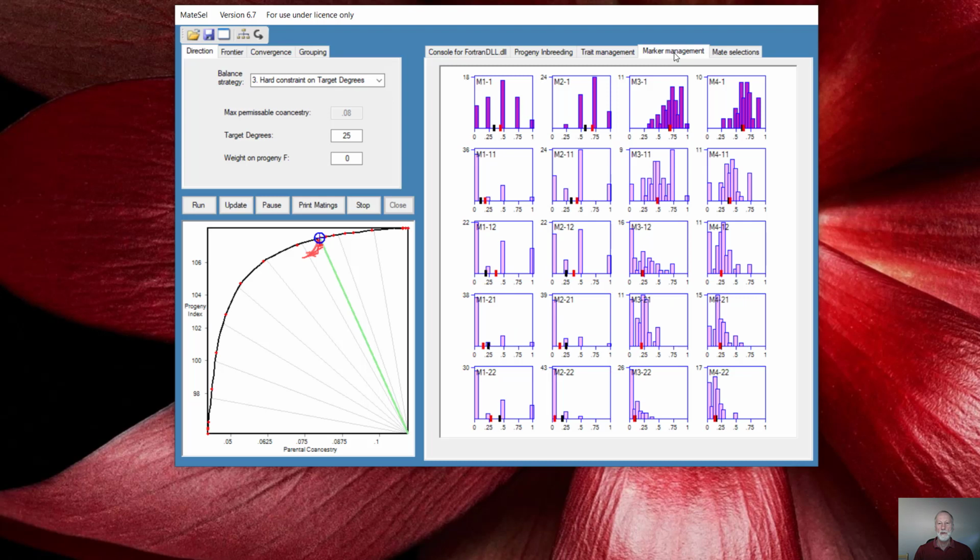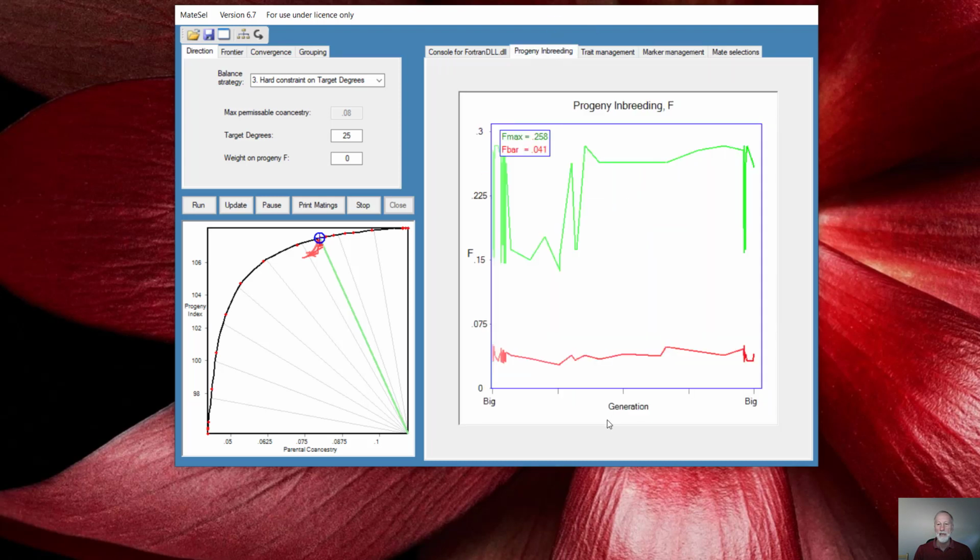Marker management, we won't do anything with now, but we do have the same way of managing outcomes there. So in this bottom row, I could be reducing the probability of having genetic defects and organizing mating so that you have less chance of that happening. I won't do that now. We'll go over to progeny inbreeding. The red line at the bottom tells us average inbreeding coefficient in progeny, and the green line tells us the inbreeding coefficient of the most inbred mating.